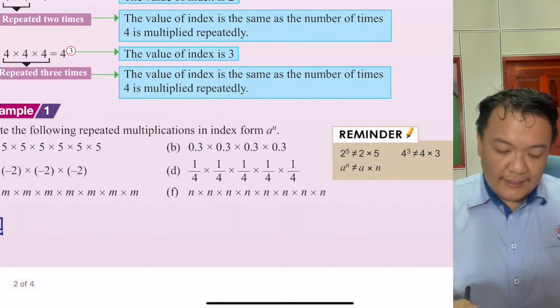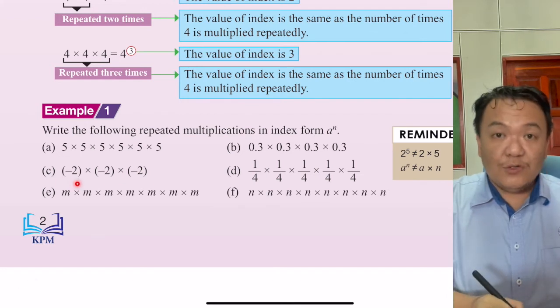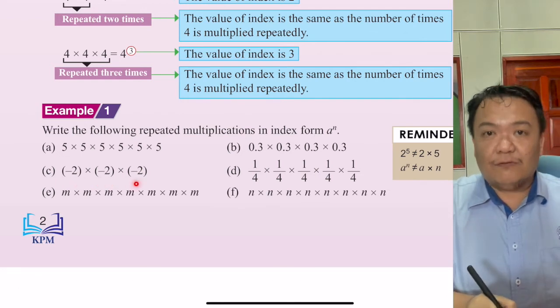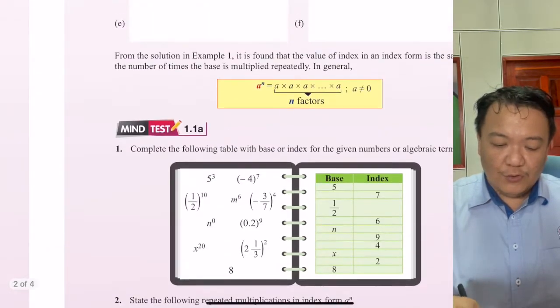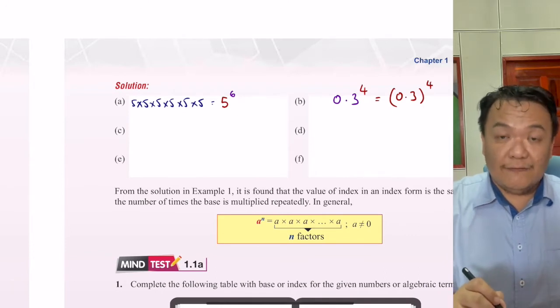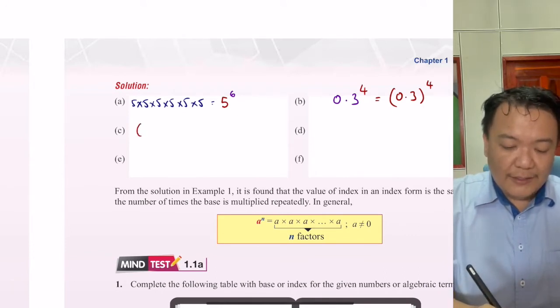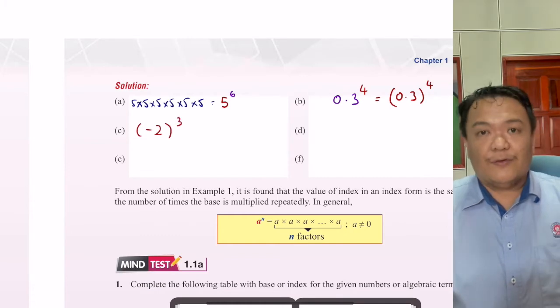Next, C. We have negative 2. There are 3 negative 2, so we know that it should be negative 2 power of 3. Tapi dia ada negative. If there is negative, please don't forget your bracket. Negative 2 power of 3.